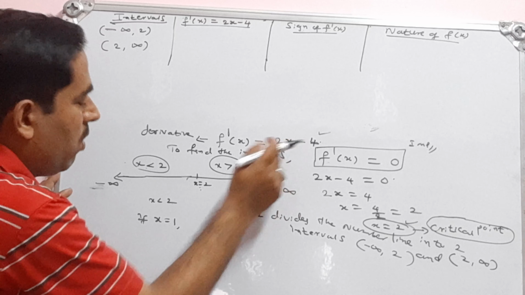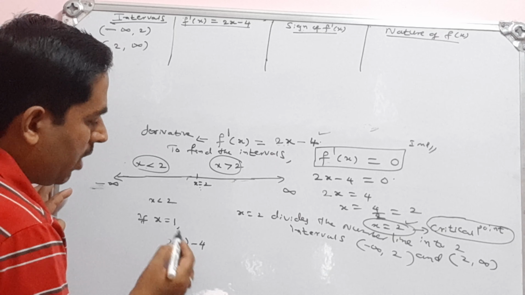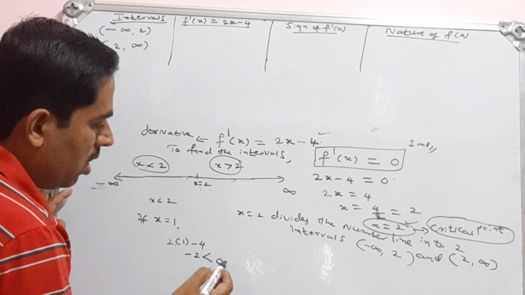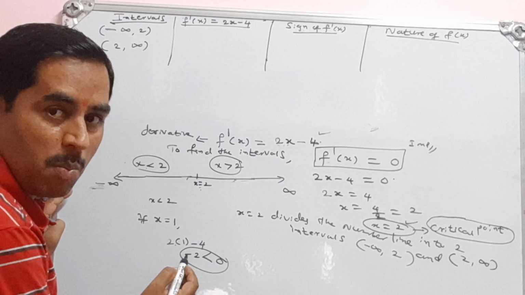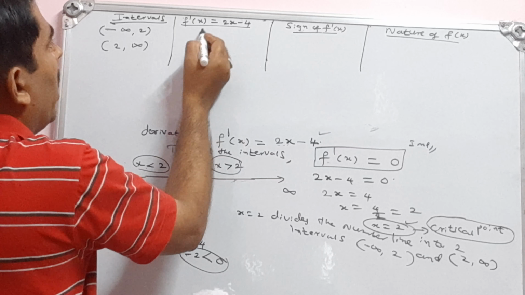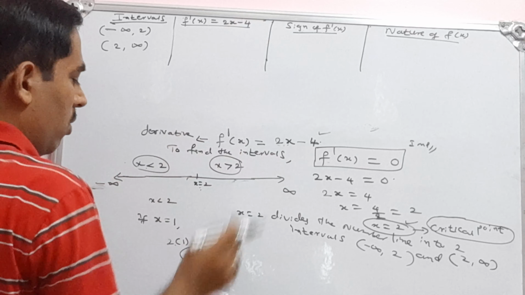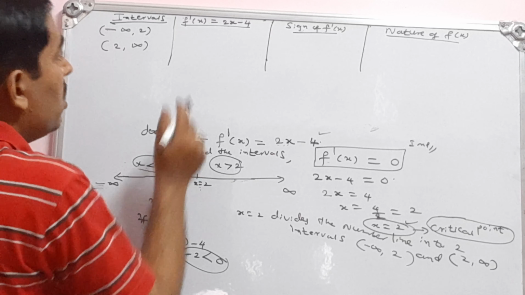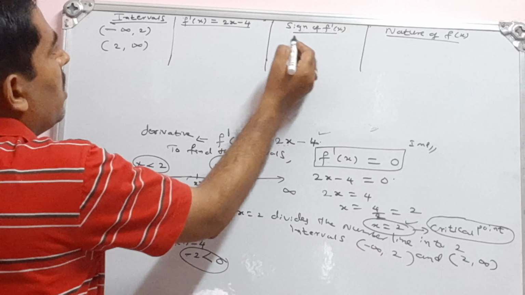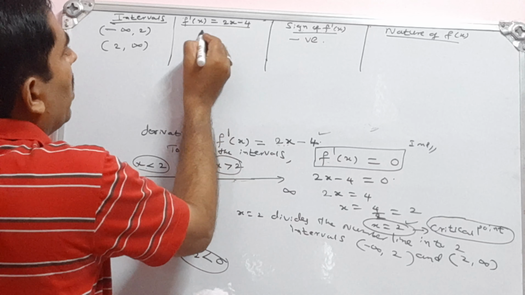See, 2x minus 4, so we have to do it as a rough case. 2 into 1 minus 4, I am considering 1 here, so 2 minus 4, that will be minus 2, which is less than 0. That means I got a negative value. Sign is important for me. If I give x is equal to 1, I got the answer as minus 2. Then the sign is negative.